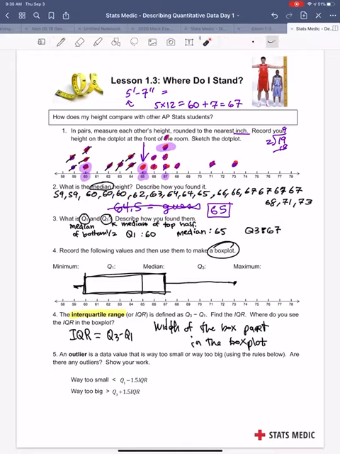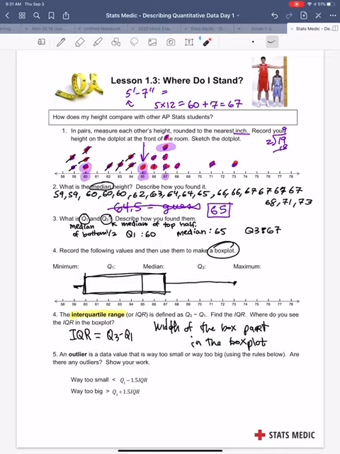Okay, so this is called a box plot, and this is called the box itself. The line in the middle of the box is the median, and then these are called the whiskers. So sometimes people call it the box and whisker, or sometimes just the word box plot. All right, now let's look at an outlier. Now, an outlier is a data value that is way too small or way too big.